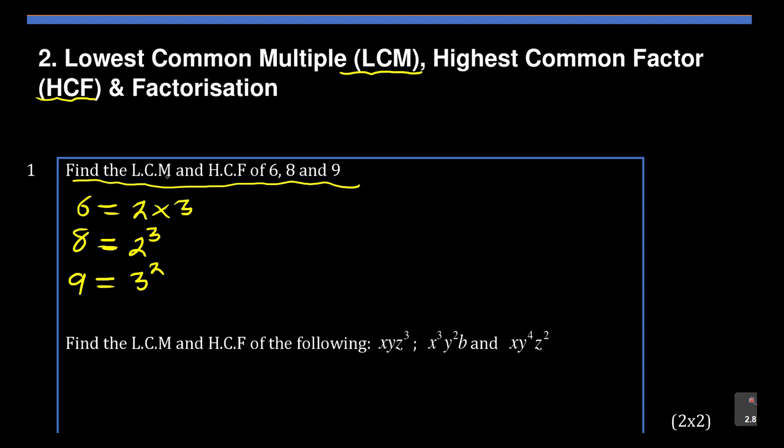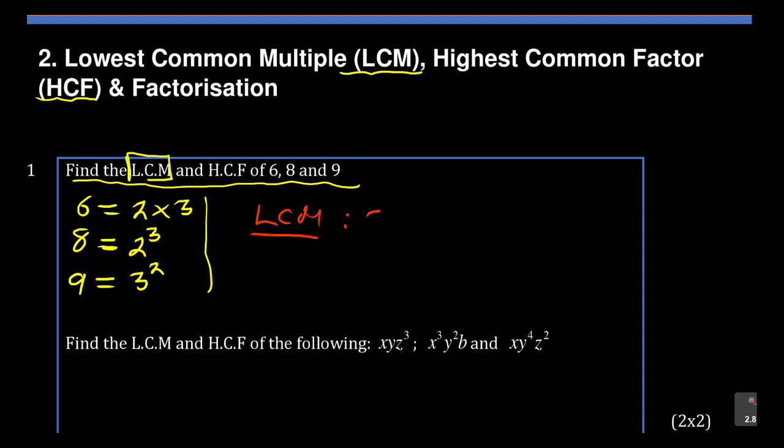We are dealing with the highest common factor, which is HCF, and LCM. Now, how do you find this thing called the LCM? Let's start there. If they need you to find the LCM, what you do is you look at each and every number that is represented.